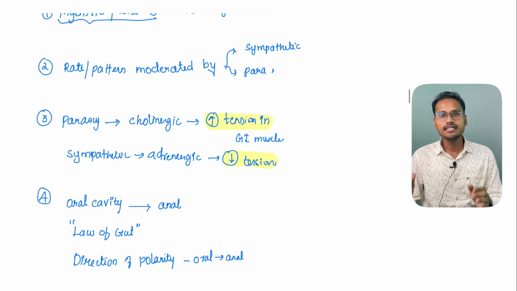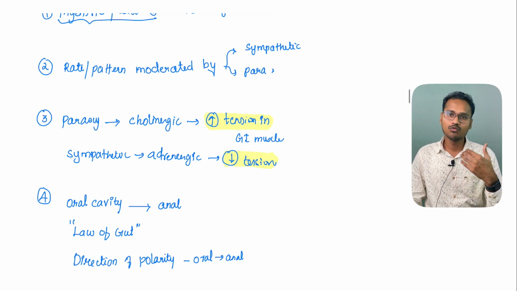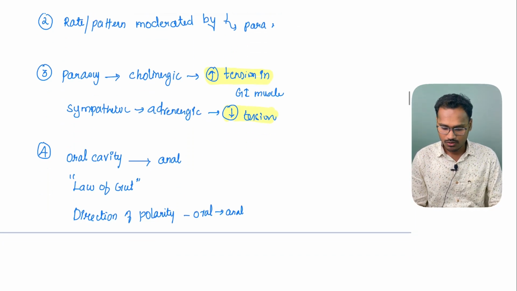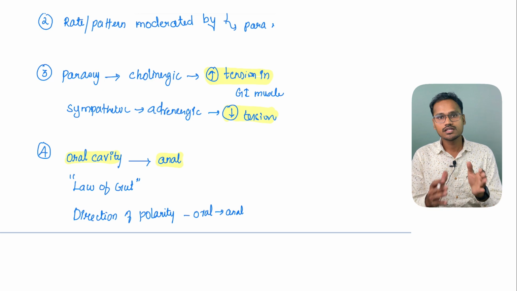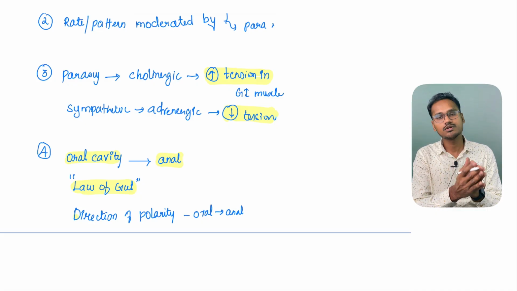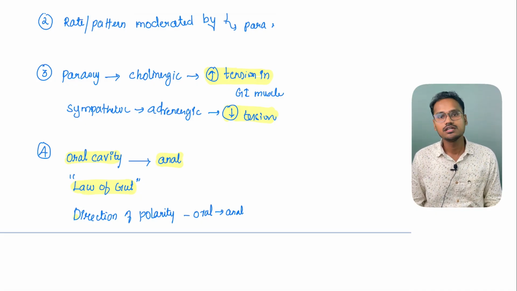And when this motility is happening, it always happens in one direction in a normal individual. For example, if there is some abnormality like vomiting, it can happen in a reverse direction. But generally, it happens from the oral cavity to the anal segment. This is also called the law of gut. Law of gut means the motility of the GIT happens from the oral cavity and keeps on progressing towards the anal canal. So this is called the law of gut.